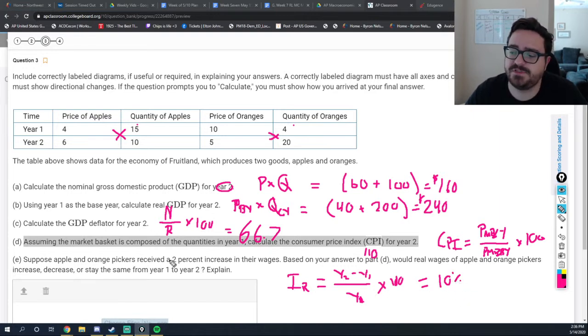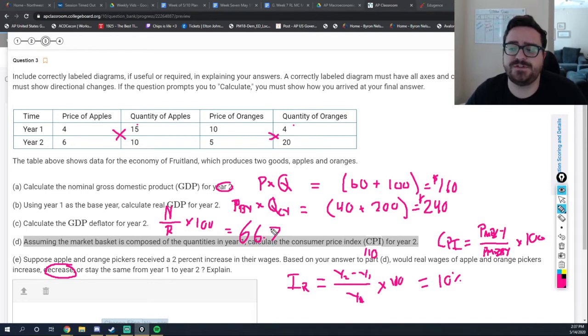Prices have gone up by 10%. They're getting paid 2% more. Their real wages have gone down. The real wages have gone down because their wages did not keep up with inflation. Everything is 10% more expensive based on the CPI, but they're only getting paid 2% more than before.